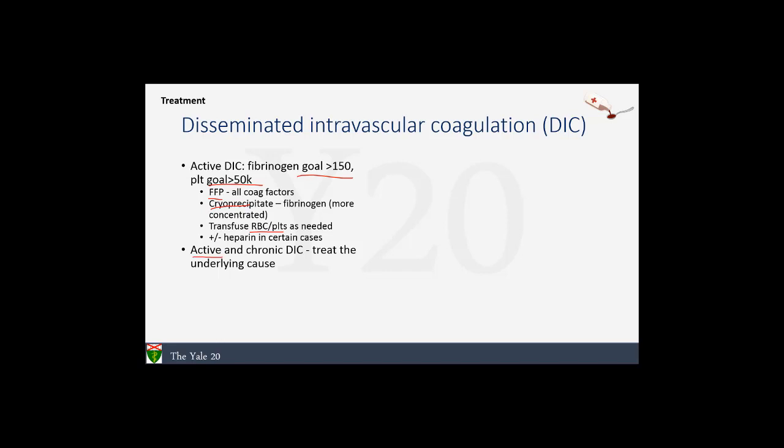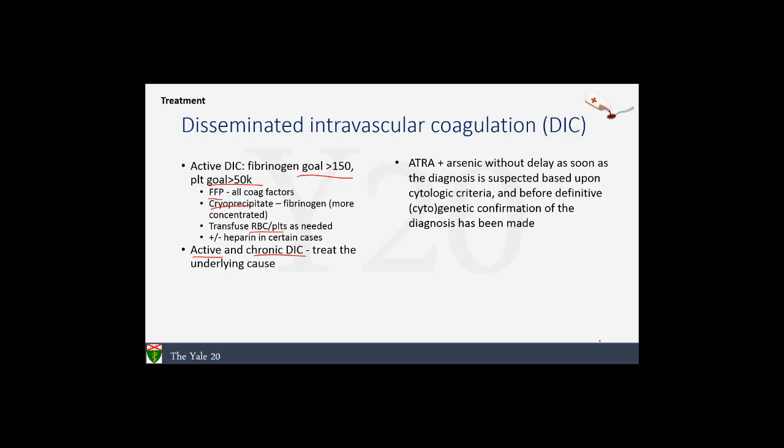Both for active and chronic DIC, you really want to treat the underlying cause because there's always something that's causing the DIC. In this patient with APL, you would want to give ATRA and arsenic without delay as soon as you think that there's cytologic criteria for it, even if the cytogenetics have not been fully worked up yet.